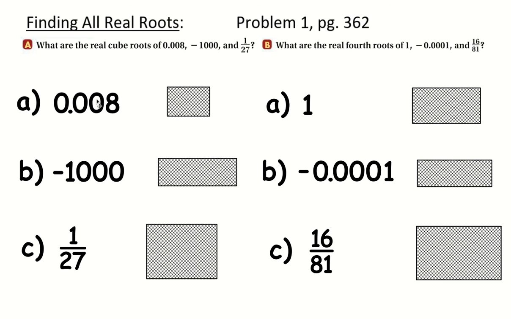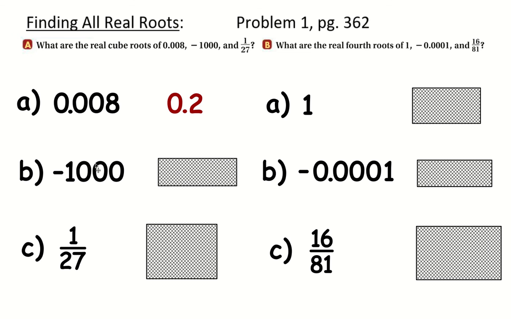What number to the third power would equal 0.008? I know decimals make it a little weirder, but it turns out that it's 0.2. 0.2 to the third power equals 0.008. And again, there's only one, you wouldn't also say negative 0.2.